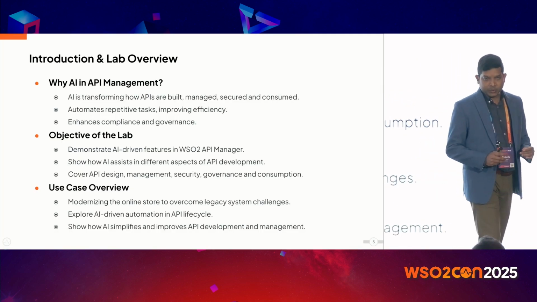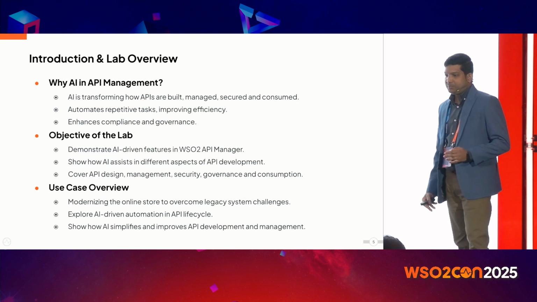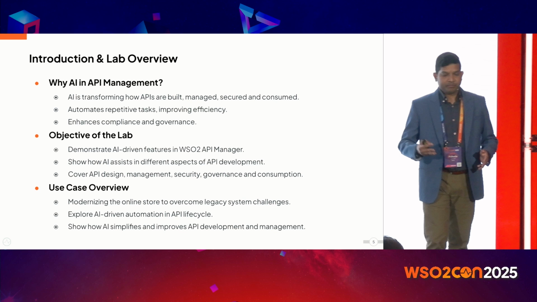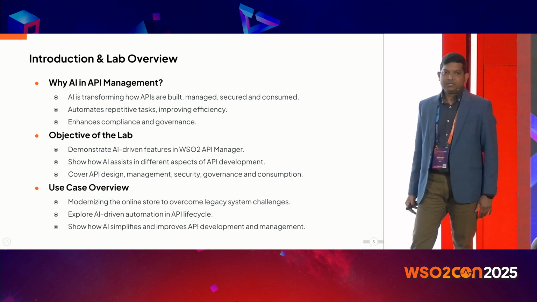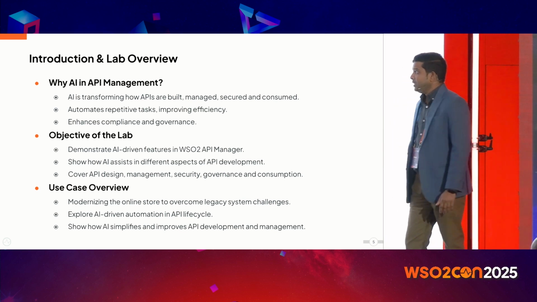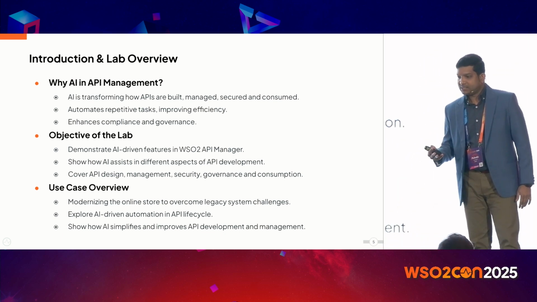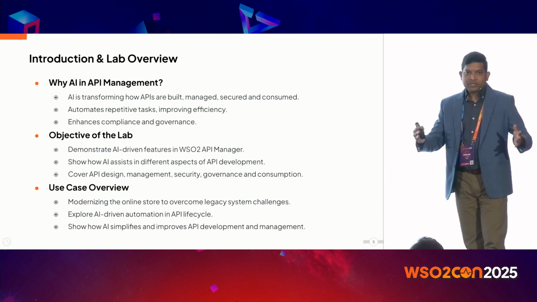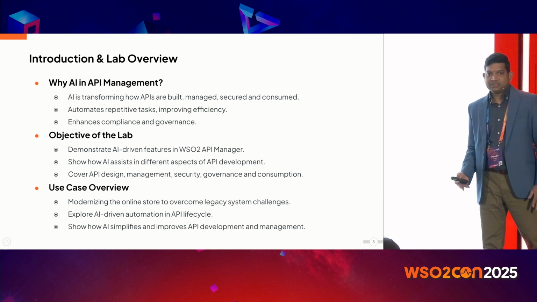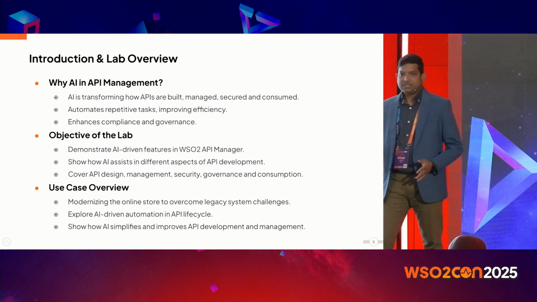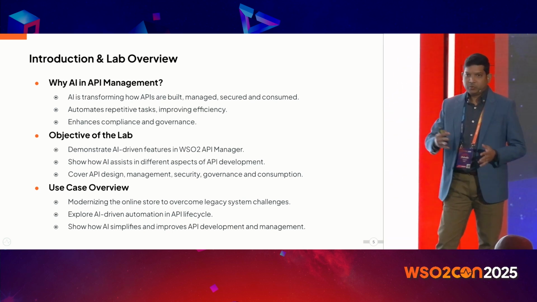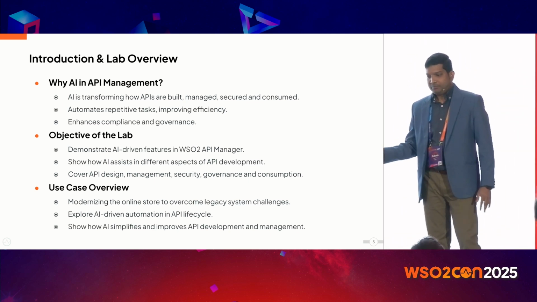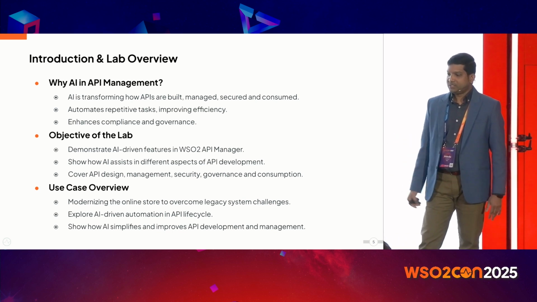Right. So why AI in API management? AI is transforming how APIs are built, managed, and secured, and even the consumption side of things as well. It automates repetitive tasks and improves efficiency then and there. And on top of all these cases, it brings enhanced governance and compliance so that you can make sure your organization has future-proof and ready APIs along the ecosystem.